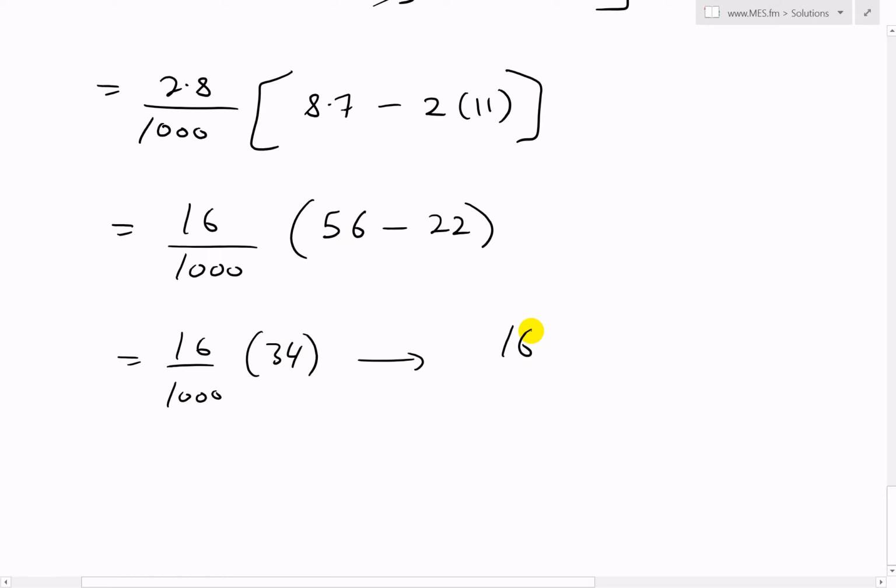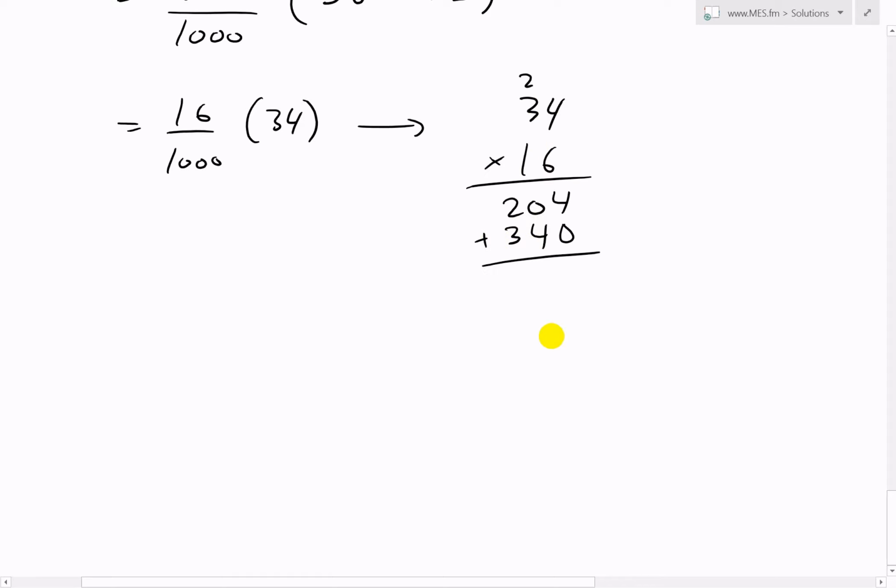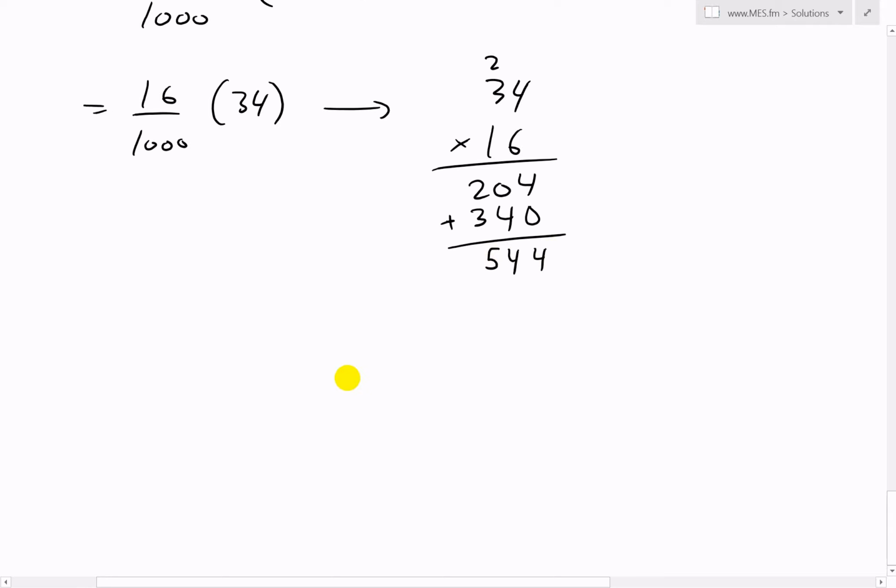So 16, let's do 34, let's do multiplication by hand, times 16. You can see a proof of my earlier video on multiplication by hand. So 6 times 4 is 24, carry the 2, 6 times 3 is 18, add 2 is 20. And now we add a 0, and now do the 1. So 1 times 4 is 4, 1 times 3 is 3. And then we just add. So when we add these up, we get 4, 4, and then 5.